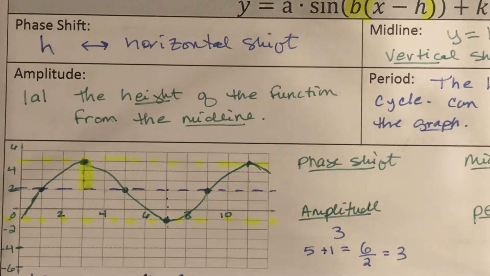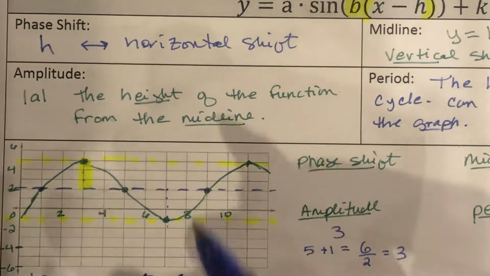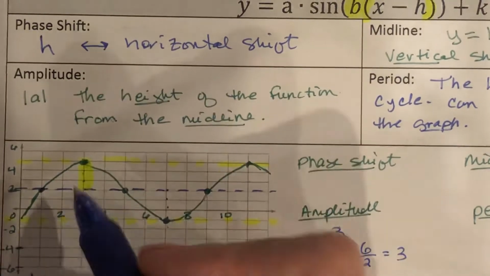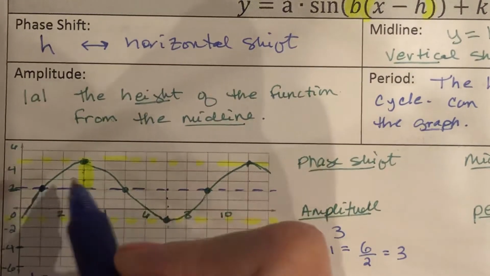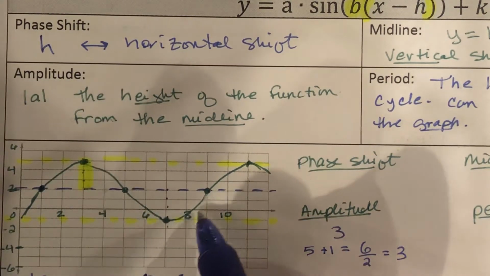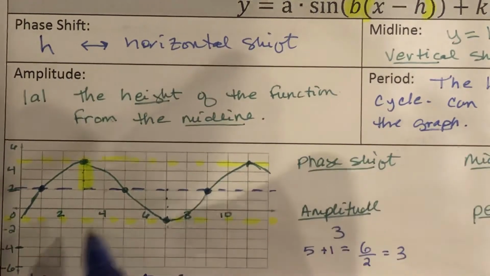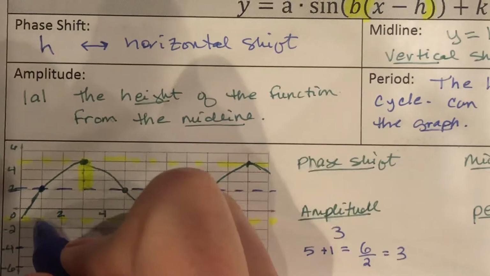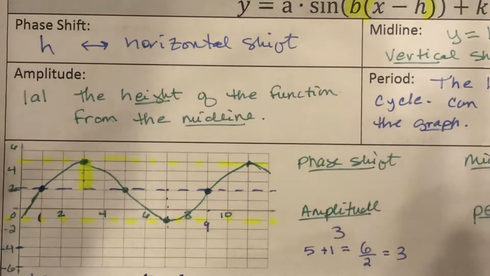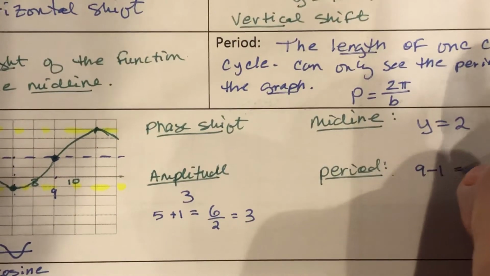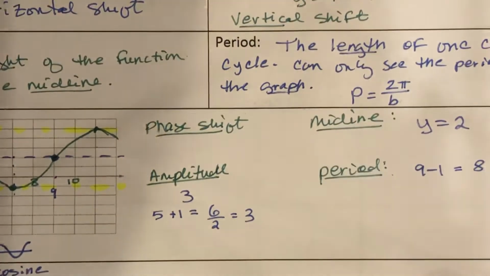Now the period. The period is the actual length of the function from start to finish, so when the cycle starts repeating. Let's pick a point here because it's a nice lattice point. If we go up, back to the middle, down, back up to here before we start again, we notice that we end at 9 and we began at 1. So 9 minus 1 is 8. So the period is actually 8.